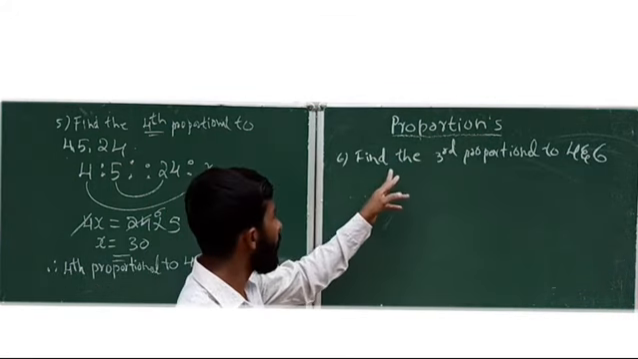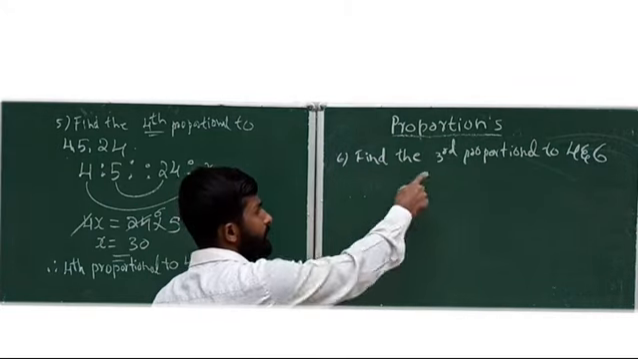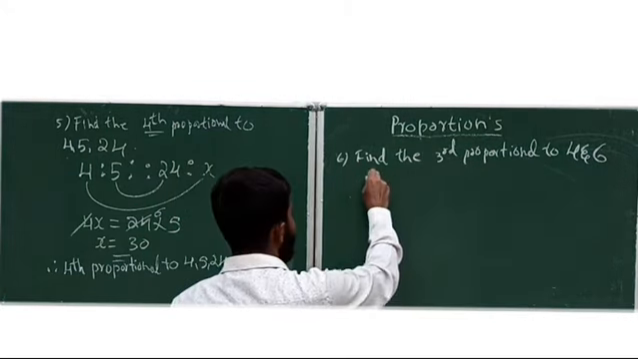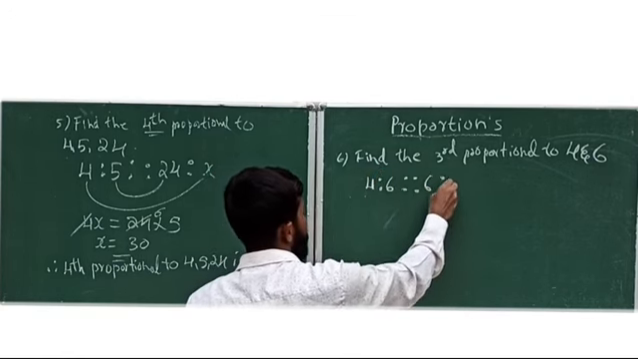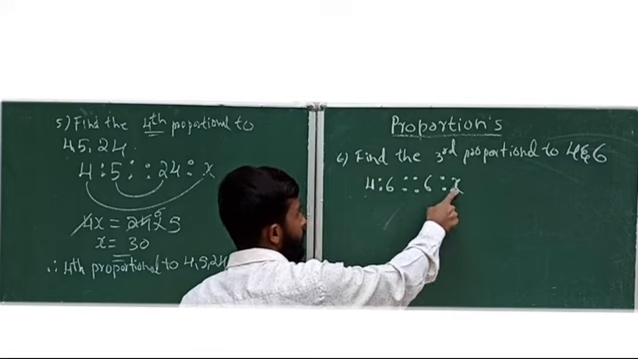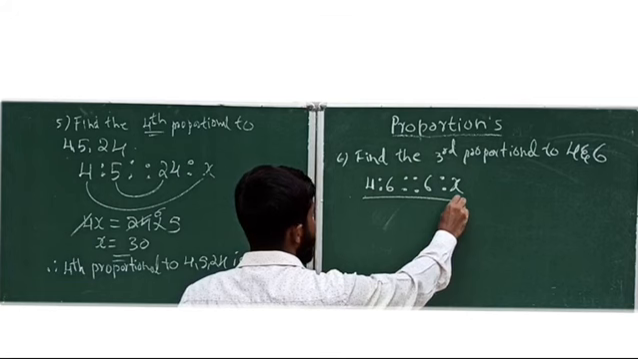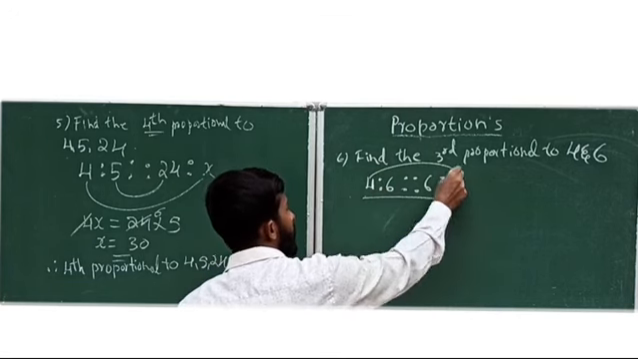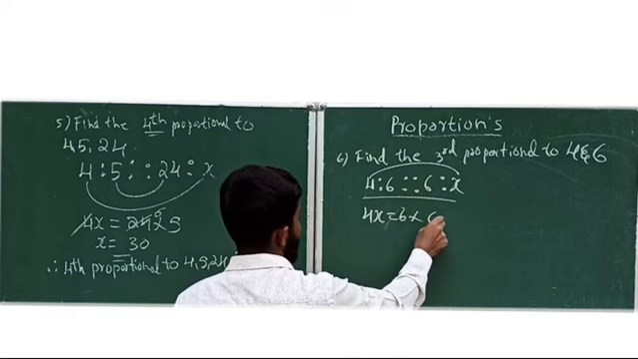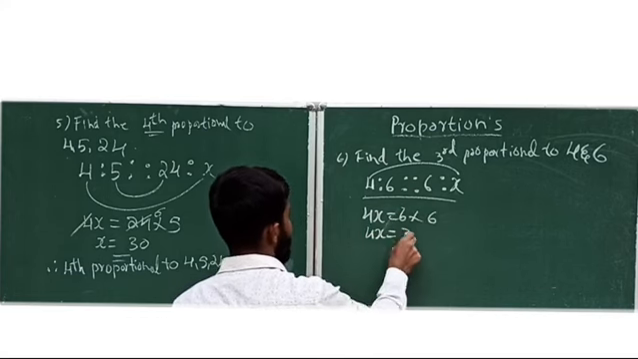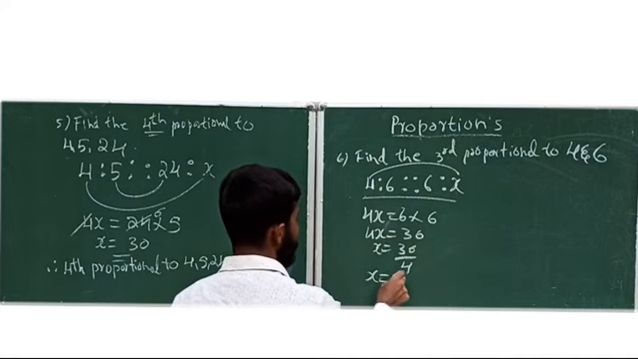See the next question. Find the third proportional to 4 and 6. Since the question is third proportional, you need to write it as 4 is to 6 is proportional to 6 is to x. What's the meaning of x? x is the third proportional to 4 and 6. Now see, product AD 4x is equal to BC 6 into 6. 4x equal to 36. x is equal to 36 by 4. x is equal to 9.